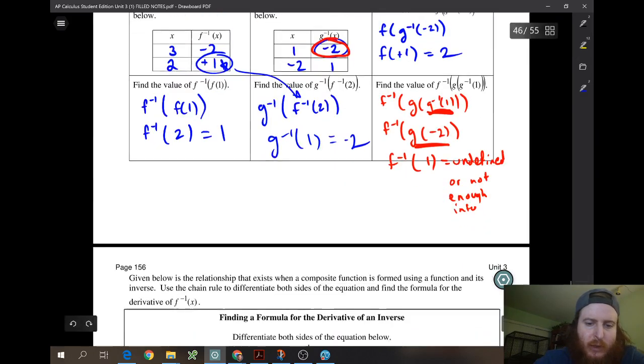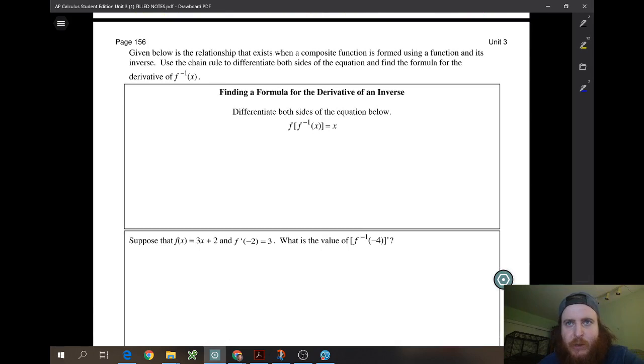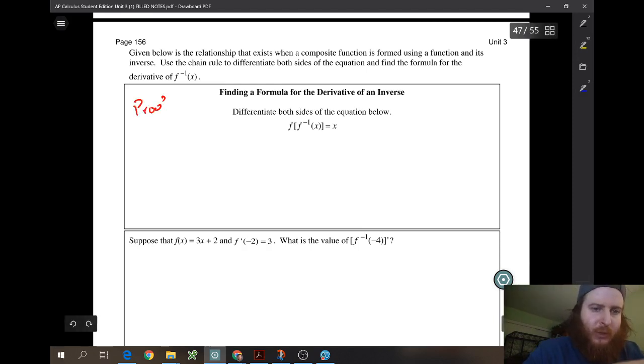Okay. So next, given this relationship, there's going to be a rule that starts to work. Because we know that f of f negative 1 of x is equal to x, we know that that's true, this is the proof. You don't need to know the proof, but I'm going to show you guys the proof.